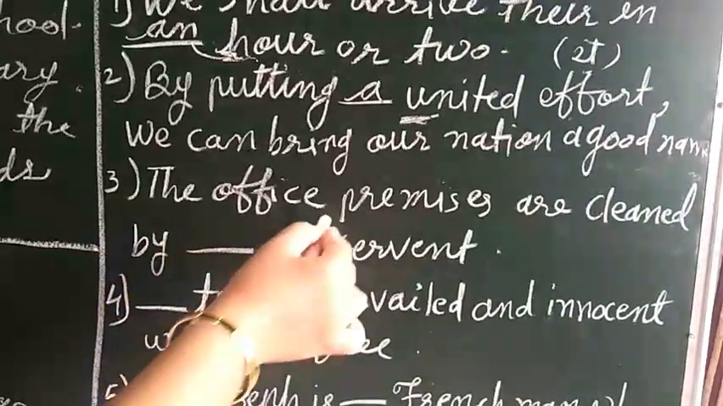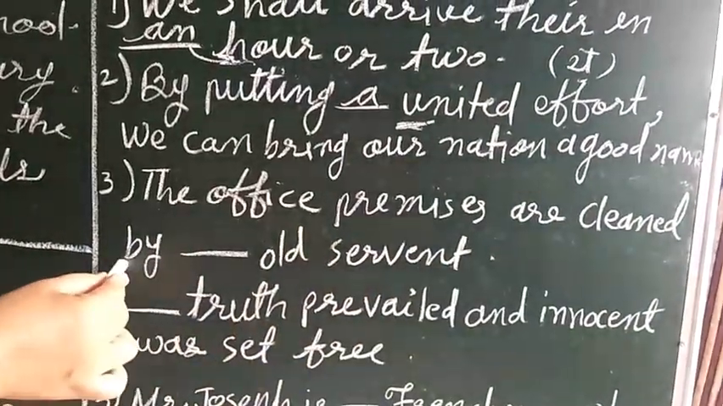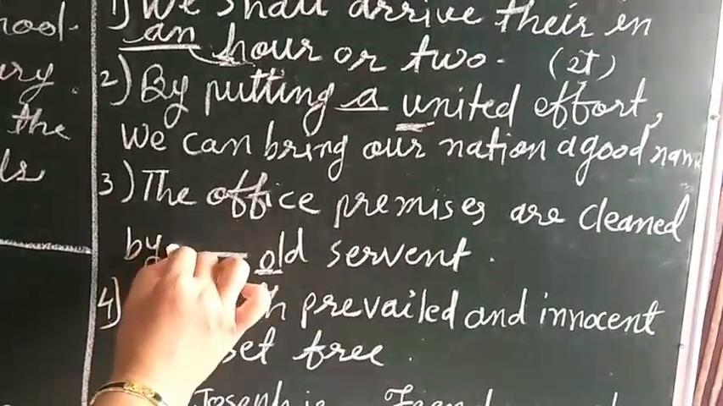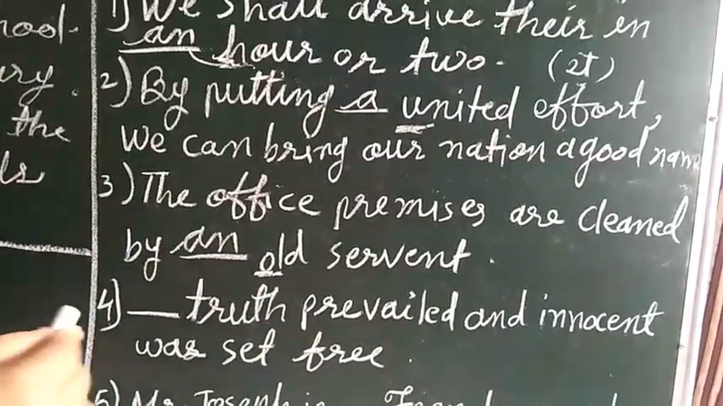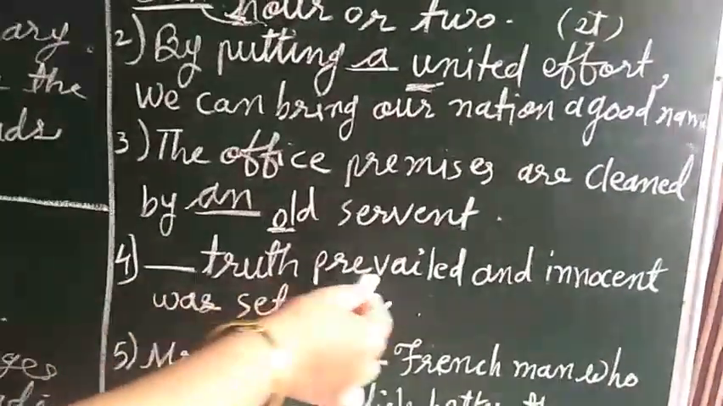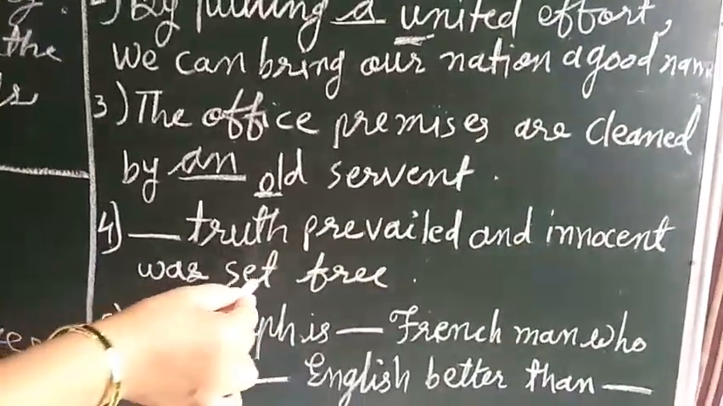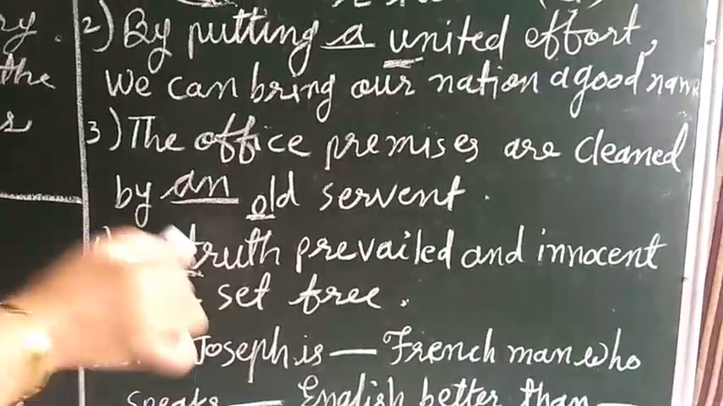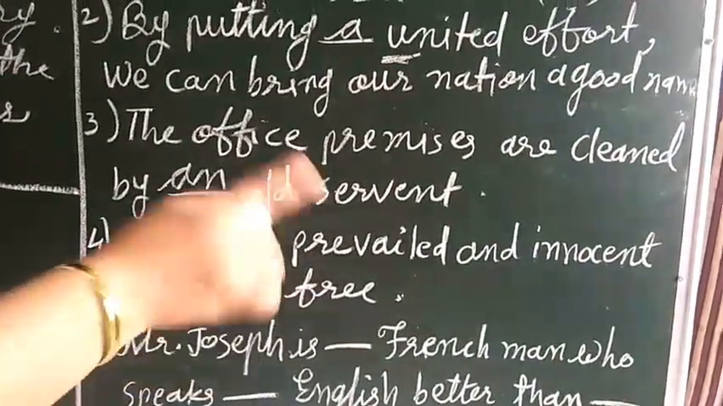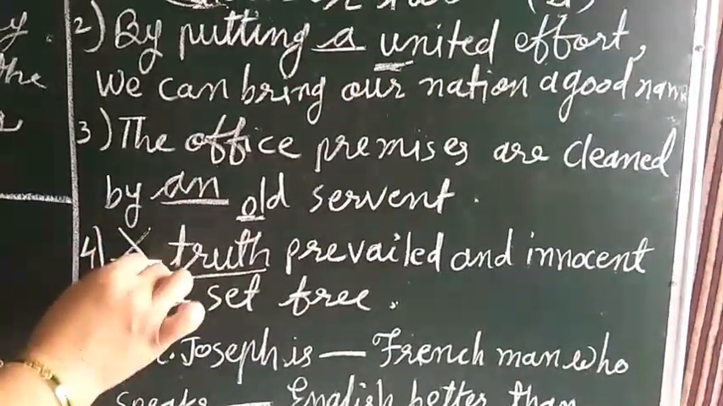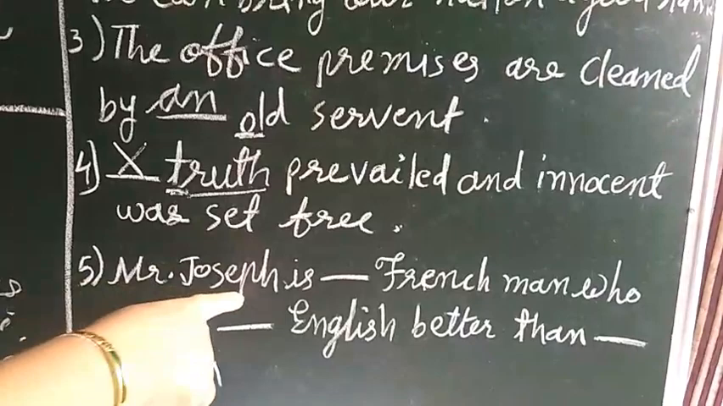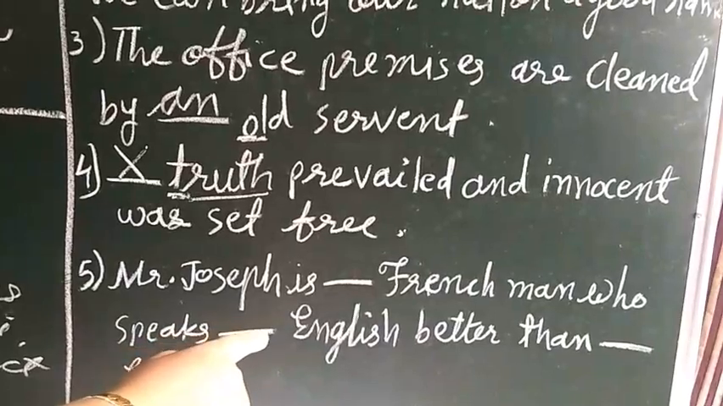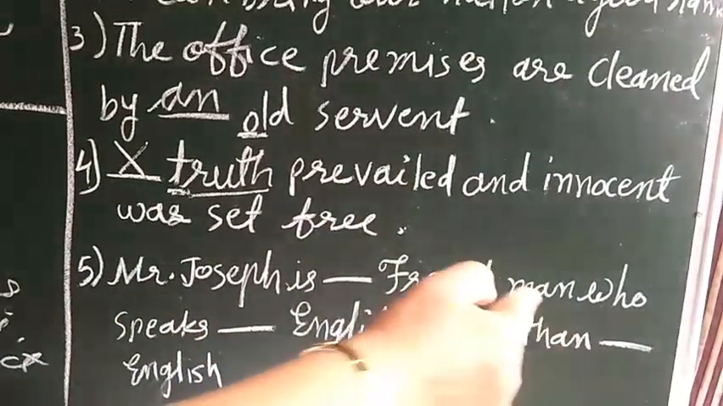The office premises are cleaned by fill in the blanks old servant. Old, it is a vowel sound. For that it is "an". Fill in the blanks: Truth prevailed and innocent was set free. Truth: T is a consonant sound. But truth is an abstract noun and for that here no article. Mr. Joseph is fill in the blanks Frenchman who speaks fill in the blanks English better than fill in the blanks English.